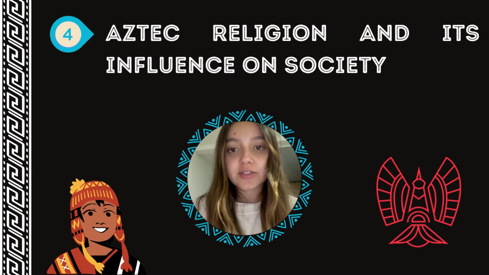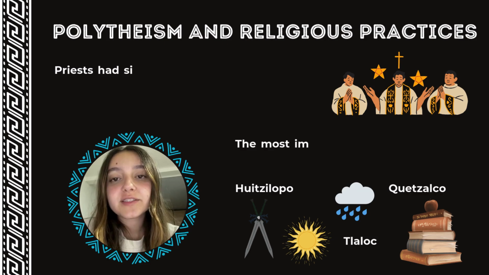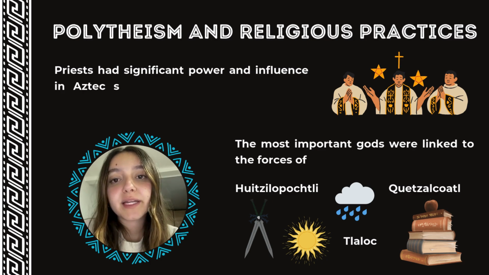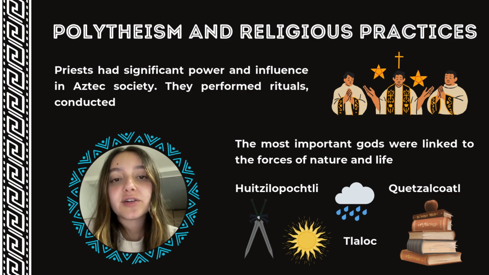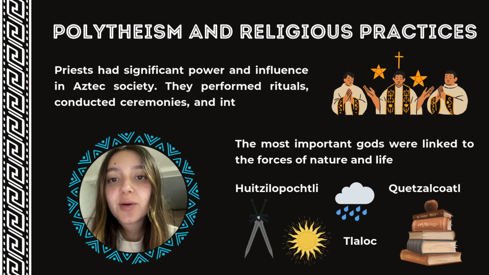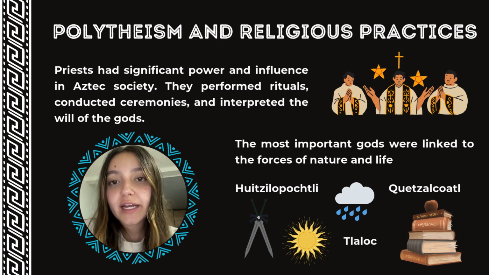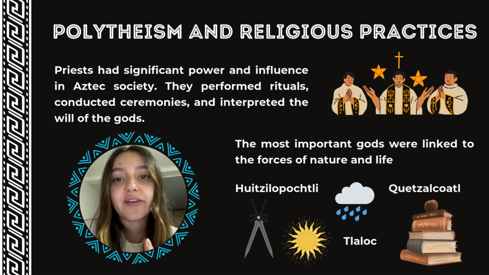Okay, so now we're going to analyze the Aztec religion and its influence on society. First we have polytheism and religious practices. The Aztecs believed in many gods, each with a special role in nature and life. Some of the most important were Huitzilopochtli, the god of the sun and war, Tlaloc, the god of rain, and Quetzalcoatl, the god of wisdom and wind. Basically, these gods were central to their beliefs and daily life.